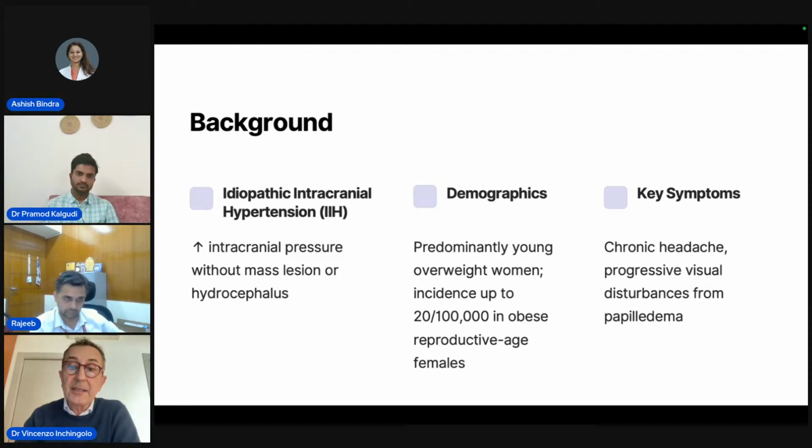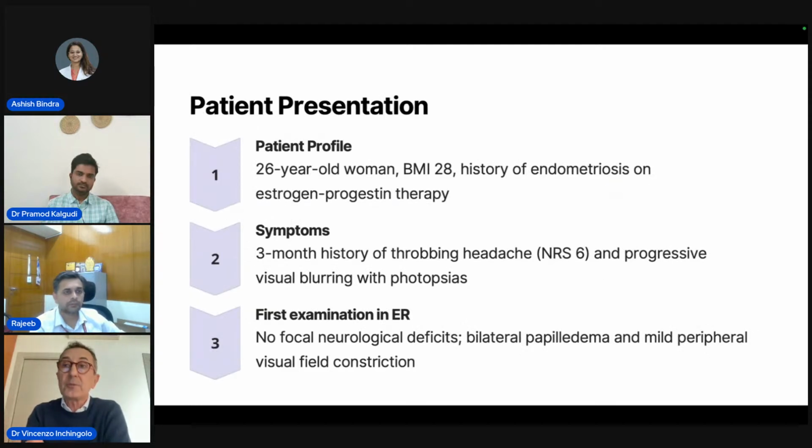Our patient is 26 years old, slightly overweight, with a history of endometriosis and currently on estrogen progestin therapy. For 3 months, she has suffered from diffuse headache and progressive blurred vision with photopsias. At initial evaluation in the emergency department, she showed no neurological deficits, but bilateral papilledema at fundus oculi and bilateral peripheral visual field constriction.